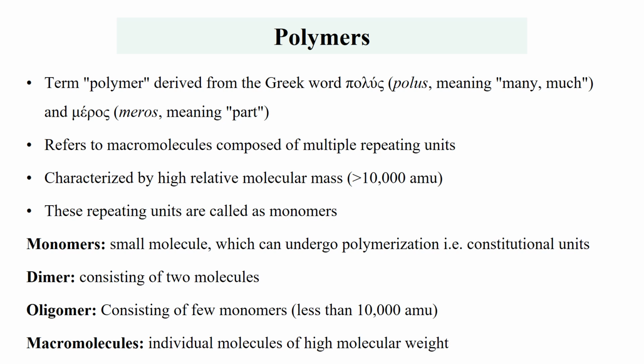And oligomer. Oligomer is a structure which consists of a few monomer units. Usually, its molecular mass is less than 10,000. And if the molecular mass is greater than 10,000, it is called a polymer. Macromolecules: usually the macromolecules are the individual molecules of high molecular weight.